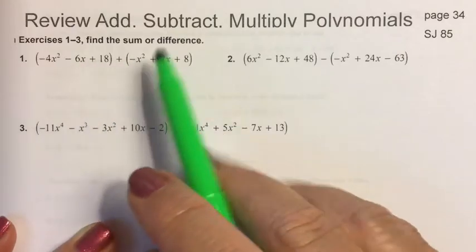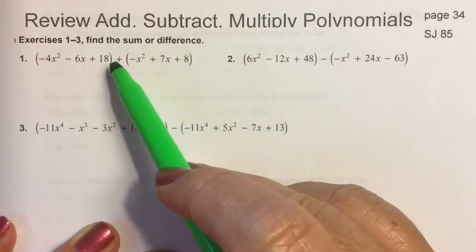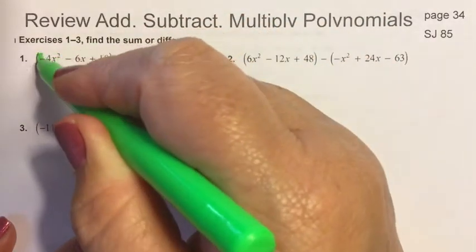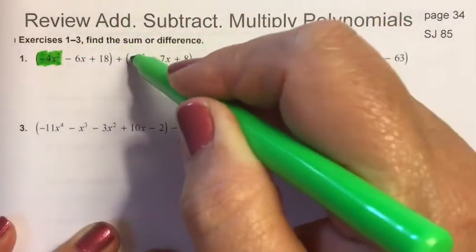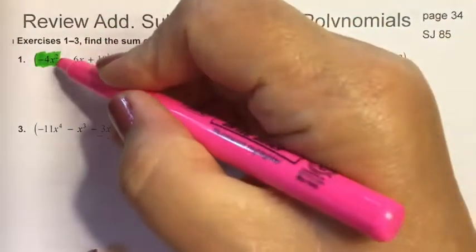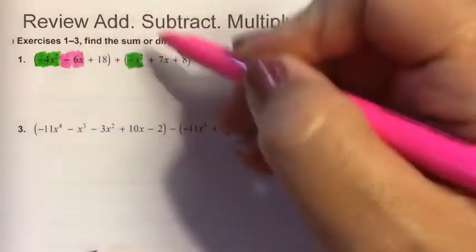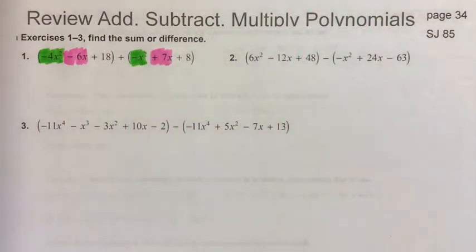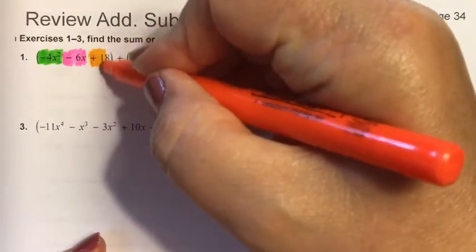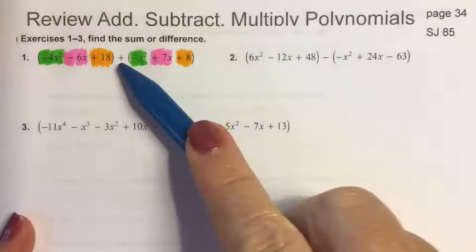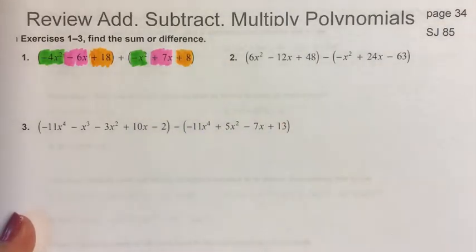When you add and subtract polynomials, you combine like terms. Negative 4x squared is like terms with negative x squared. Negative 6x is like terms with 7x. And 18 is like terms with positive 8. So we're going to add those like terms.